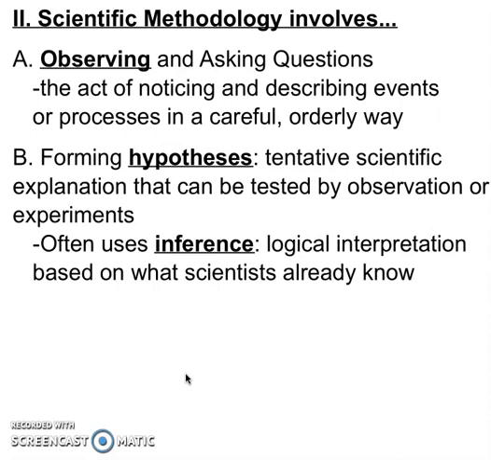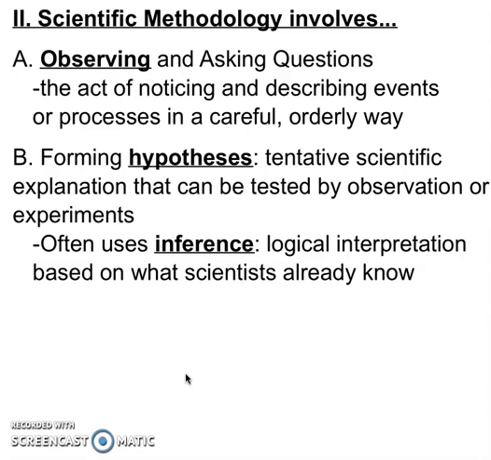All right, so scientific methodology involves, first off, observing. You make an observation of something and then you ask questions. It's the act of noticing and describing events. A lot of times you tend to use the five senses, and you may organize these observations in an orderly way. And then you're going to form a hypothesis, which is an explanation that can be tested by an experiment.